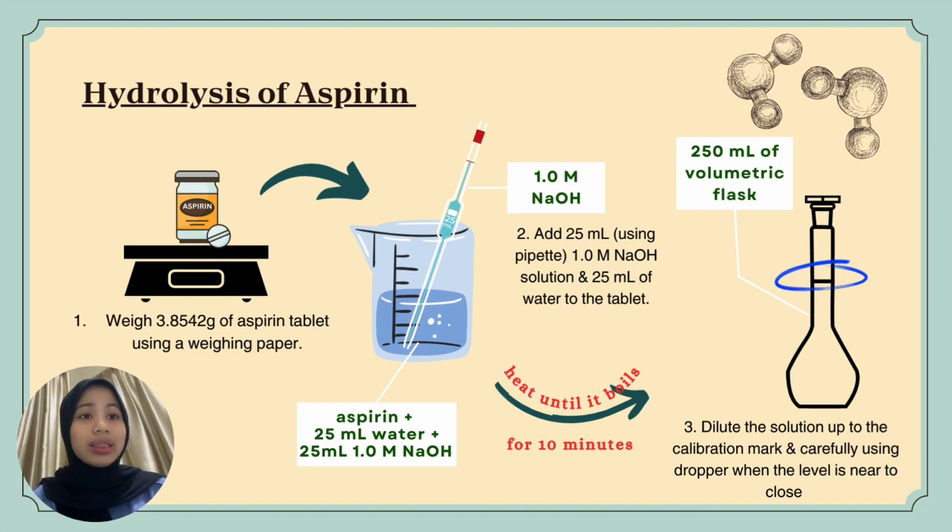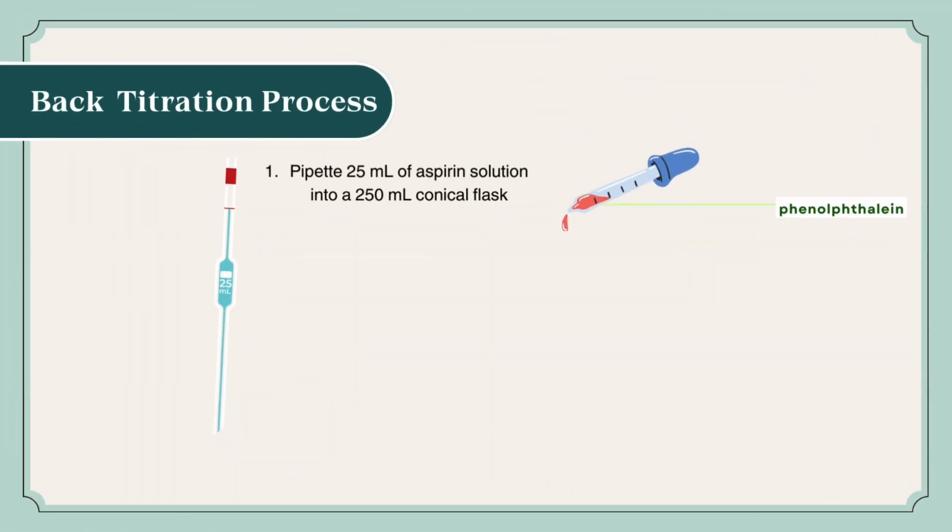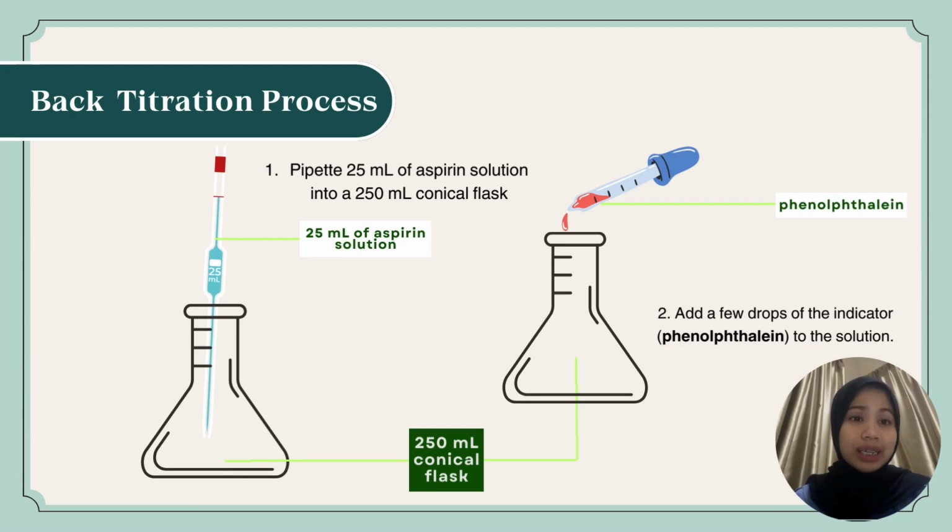After adding all the solutions, we're going to heat it using a hot plate until it boils for 10 minutes and then cool it at room temperature. Finally, after the solution has cooled, we're going to transfer the aspirin solution into the 250 ml volumetric flask, and then dilute it up to the calibration mark, carefully using the dropper when the level is near to close.